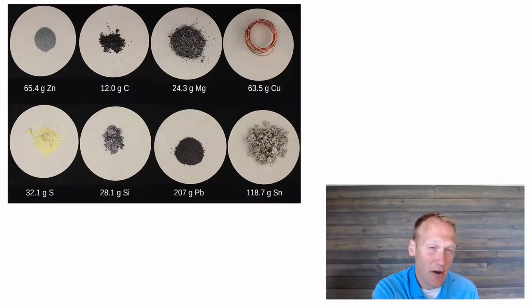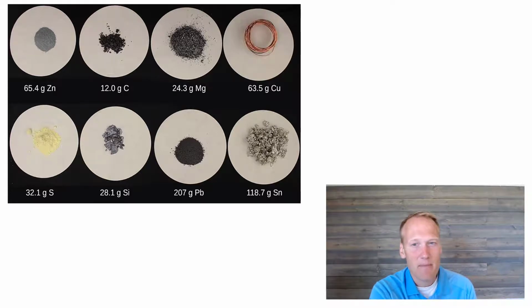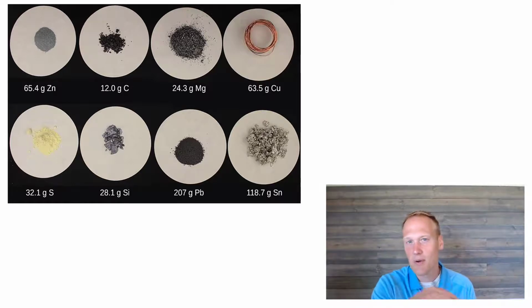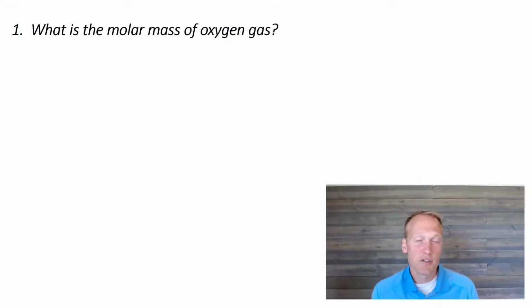That means they're all the same number of atoms, 6.02 times 10 to the 23rd. But because those atoms are different sizes and have different numbers of protons and neutrons, they're going to have different masses when you have the same number of atoms. So just a quick review here.